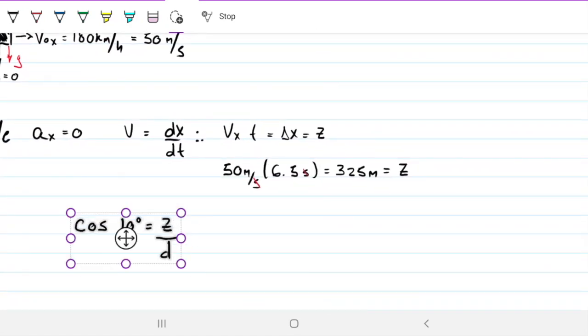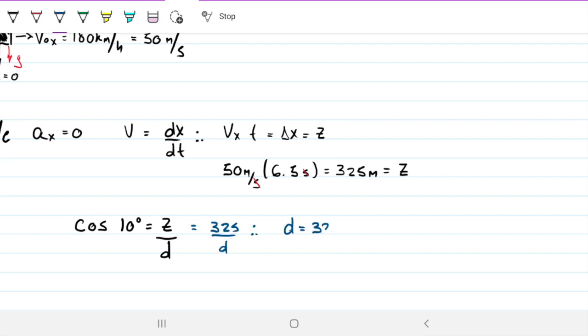Over here. And if this is true, then it means that cosine of 10 equals 325 divided by d, and therefore d is just 325 divided by the cosine of 10 degrees, which is about 330 meters. So that's the answer for part A of the problem. What is the distance d?